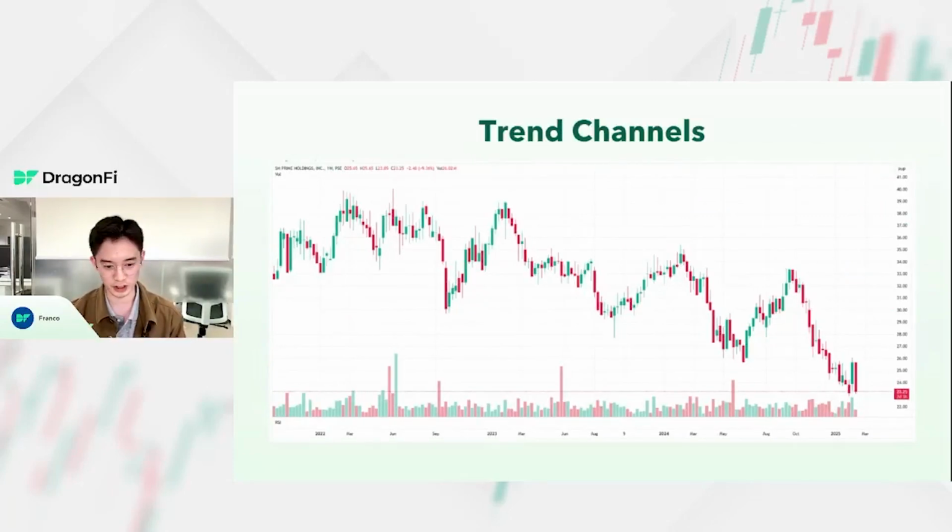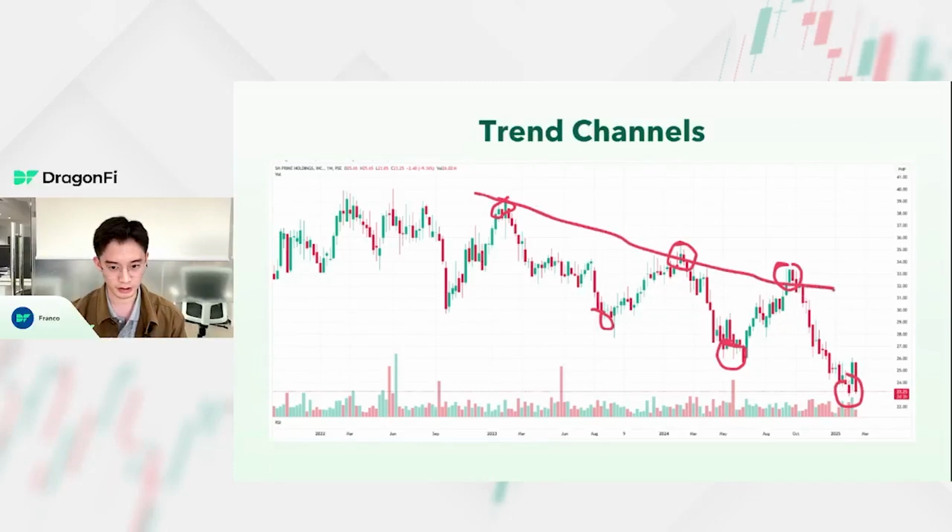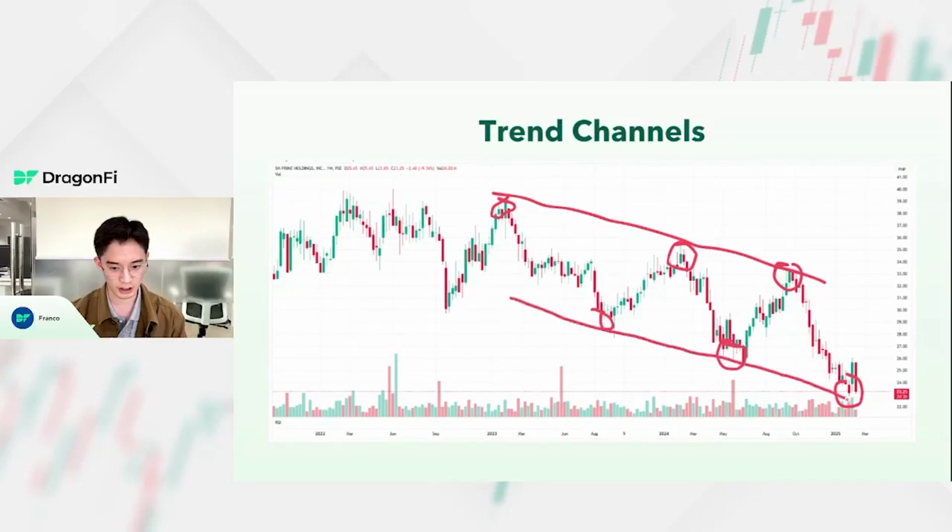Here we have SM Prime Holdings or SMPH. So same concept. We have a high here, a low, a lower high, a lower low, lower high, lower low, and then simply connect the, sorry, let me fix that. Connect those pivot points to each other, and there you go. You have a downward trend channel. And if you really are confident in your trading strategy and you have your trading plan, you can manage your risk properly, you can actually, in fact, trade a downward trend channel this wide.